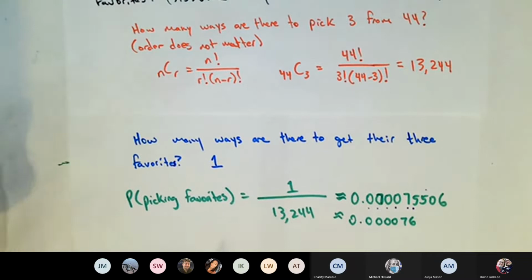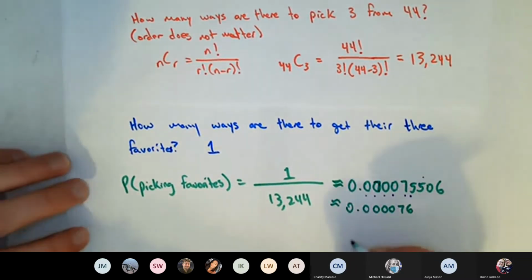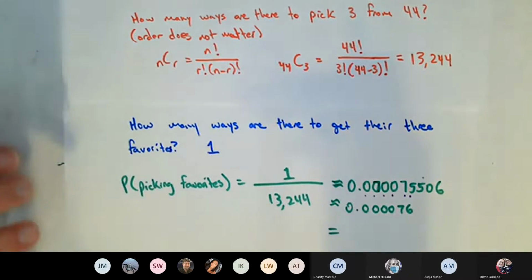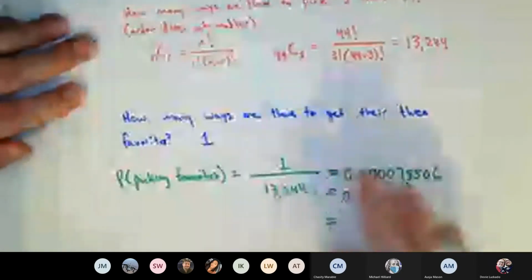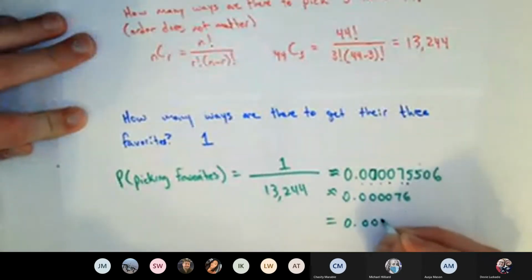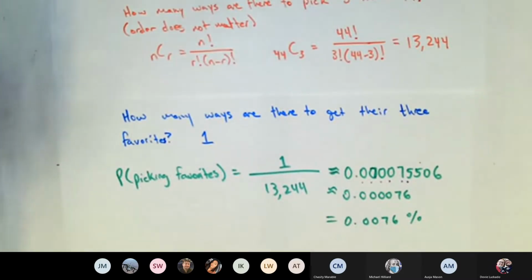0.00076. And by the way, if you wanted this as a percent, and why do I write the probabilities as percents? Well, because we tend to think about it that way, right? If I ask you what's the probability of flipping a coin and getting a heads, you would say 50%. So we tend to think about probabilities in everyday life in terms of percentages. So this would be 0.0076%.